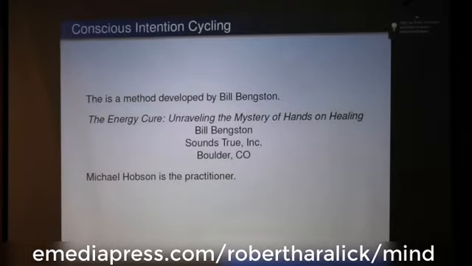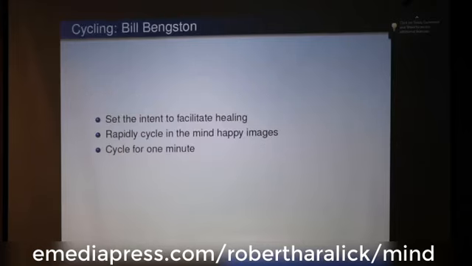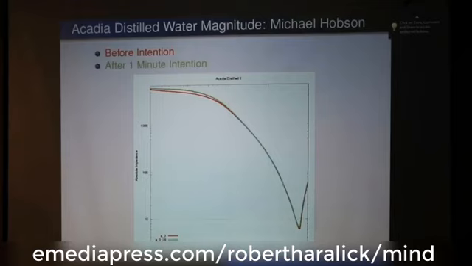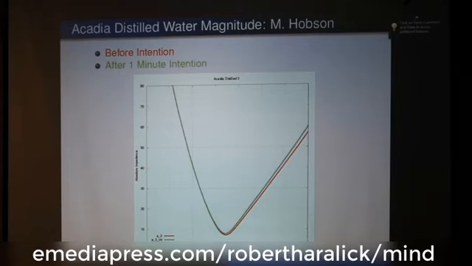The second experiment in this series set the intent to facilitate healing, rapidly cycling in the mind these happy images, and cycling for 1 minute. The red is before treatment. The green is after treatment. And again, I'll connect the lines so you can see that there's something going on at the lower frequencies, and there is something going on at the higher frequency end. I'll blow that up, and you can see it here.